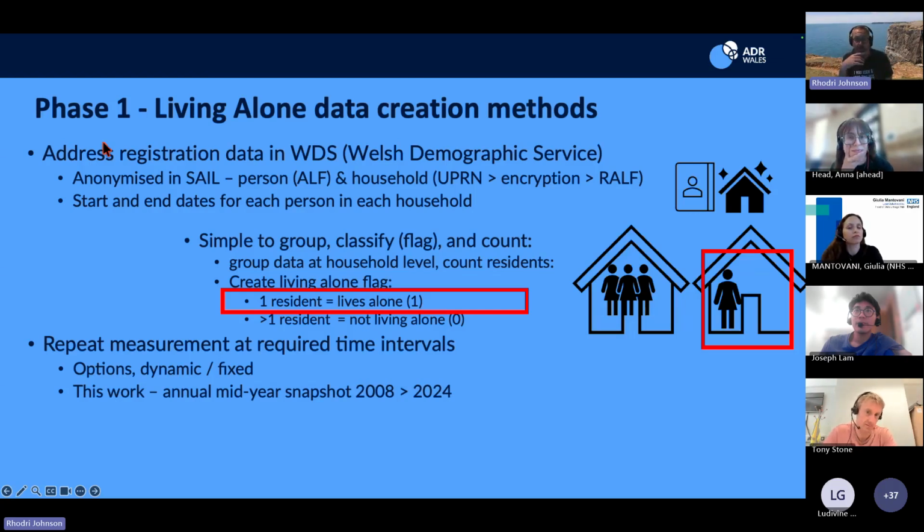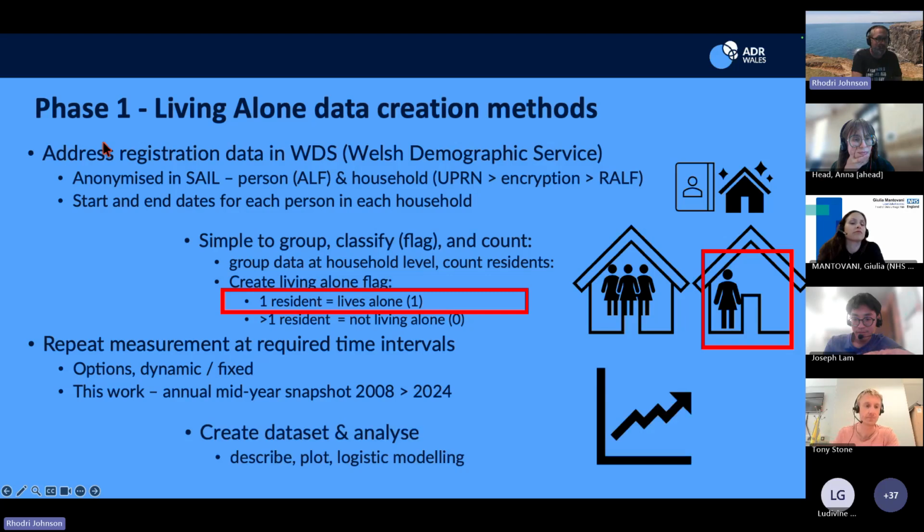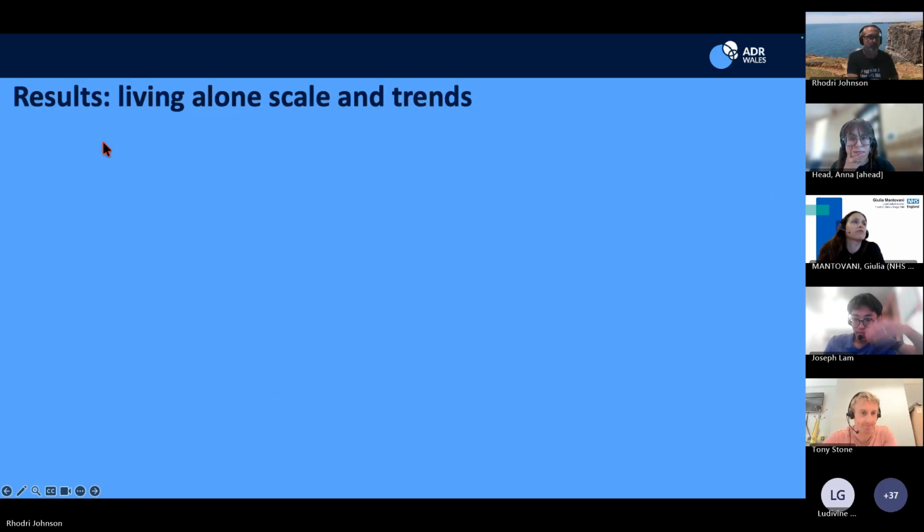You can do it at a fixed time interval. I've used snapshot for this, but in other studies I've used survey data explicitly and moved that along with different times. But yeah, this work was just annual snapshot. Then once you've got the data into that format you want it, any variables, you can then start playing and creating, analyzing, describing, whatever it is you're going to do. So that's what I did.